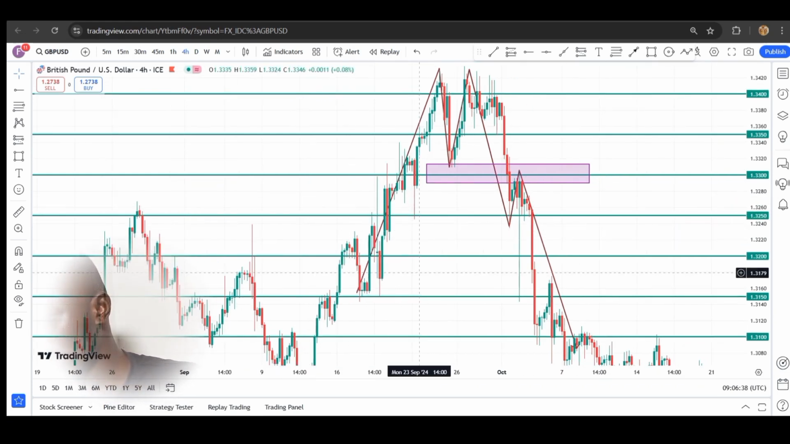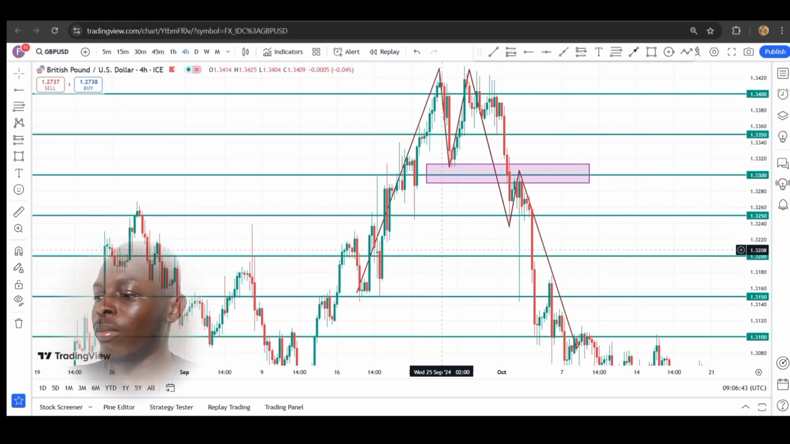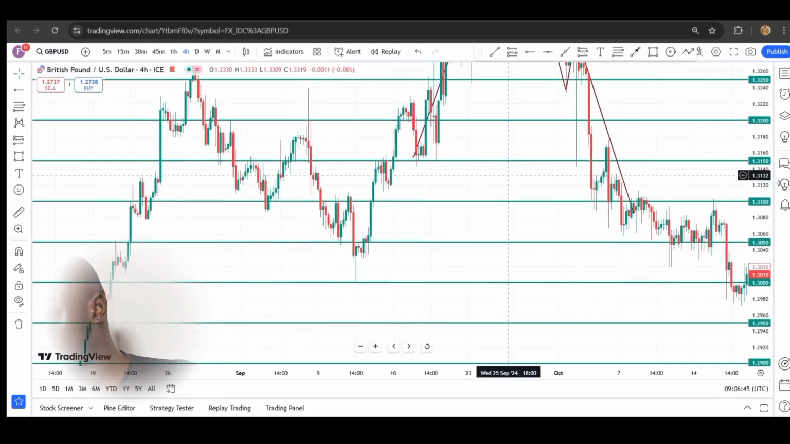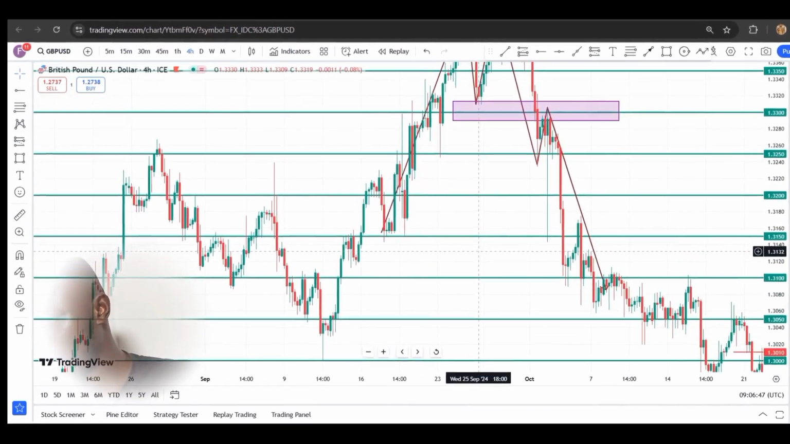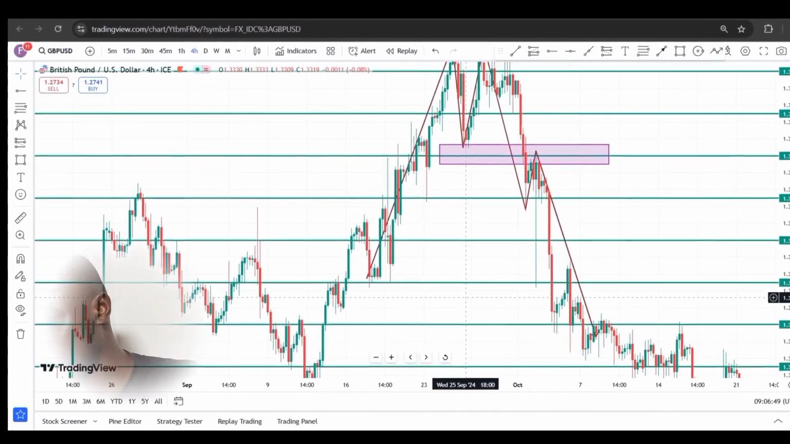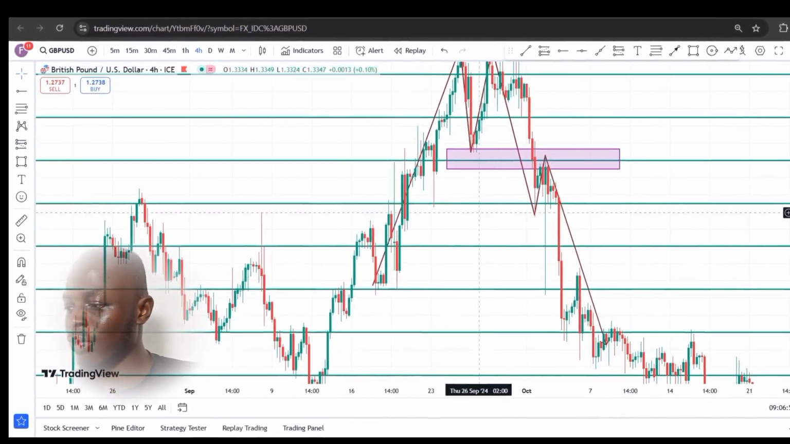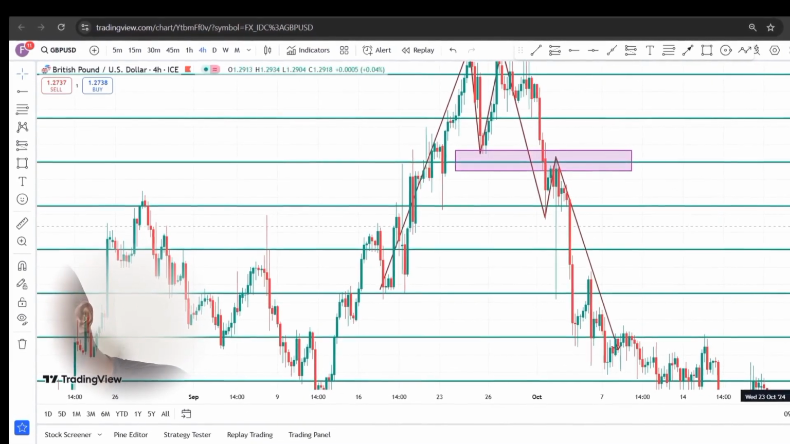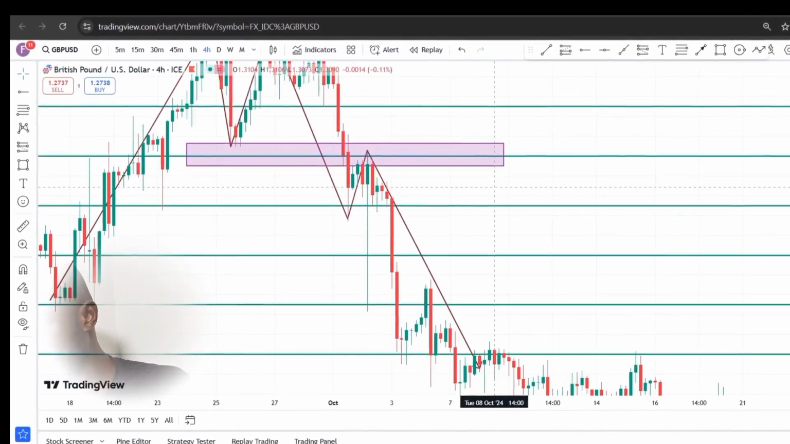These green lines, I call them psychological levels. They work pretty well. If you look carefully, you see that all my support and resistance zones, demand and supply zones, are marked well without me stressing myself and checking. They automatically help me to identify my demand and supply zones in the market.